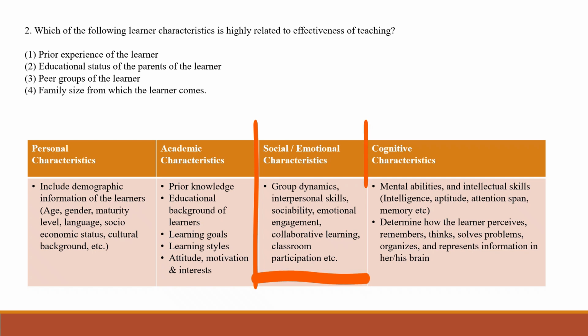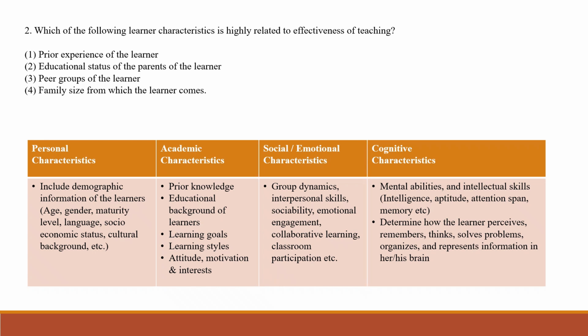Next, the third one, social and emotional characteristics. These characteristics include group dynamics, peer interaction, classroom participation, emotional engagement, and collaborative learning. For example, a highly sociable student may lead group discussions or group activities. A learner with low self-confidence may need more emotional support. Also, peer influence can affect classroom participation. Again, these factors influence learning but often indirectly.